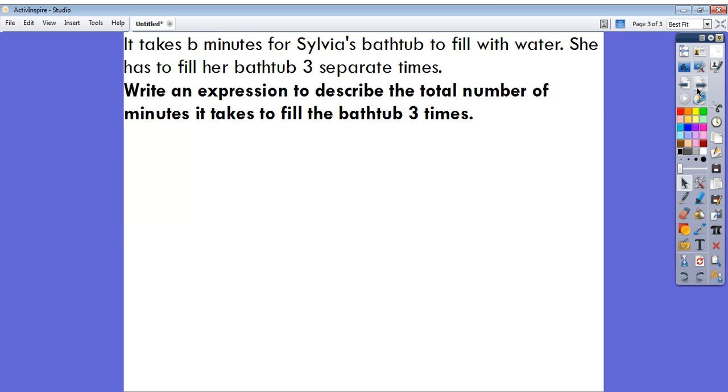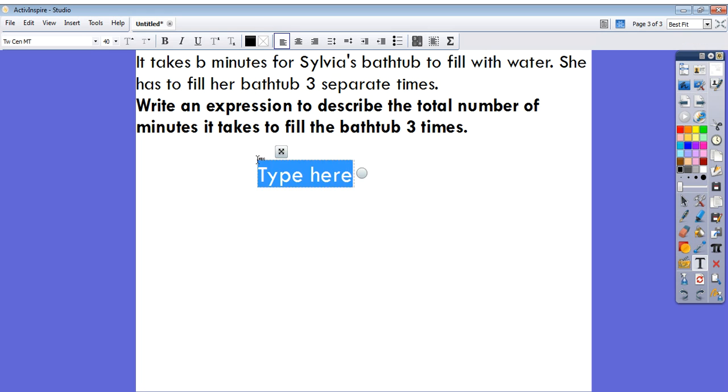It takes B minutes, B is our variable, for Sylvia's bathtub to fill with water. She has to fill her bathtub 3 separate times. Write an expression to describe the total number of minutes it takes to fill the bathtub 3 times. Well, I know that anytime I do something in math over and over and over again, that's multiply, because I'm adding the same group. So I know that I'm going to fill Sylvia's bathtub 3 times, and I want to know how many minutes does it take to fill it 1 time?